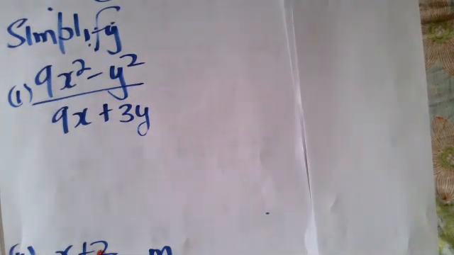It says simplify 9x squared minus y squared divided by 9x plus 3y. So go ahead and do that one. You have 2 minutes to complete it. All right, guys, only 2 minutes. You don't need more than that. And remember, the instruction says simplify. So go ahead and simplify 9x squared minus y squared divided by 9x plus 3y.